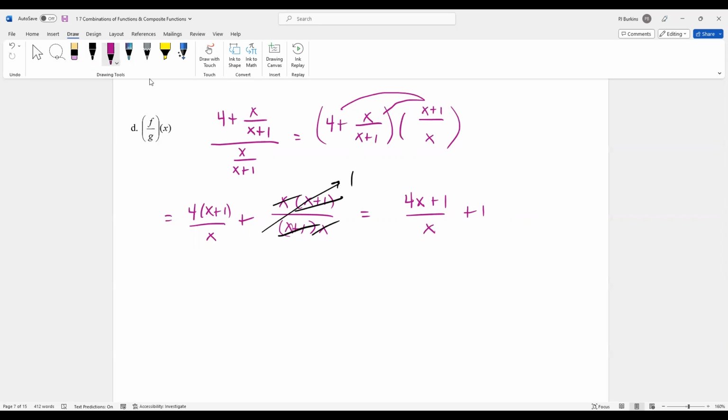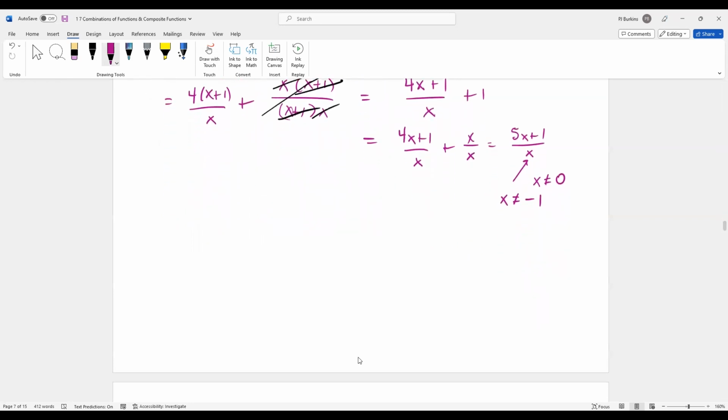So if you really wanted to put that together, or put it as one fraction, you could multiply 1 by x over x. And then that's going to give you 5x plus 1 all over x. So what am I not allowed to have there? Well, here, my denominator can't be 0, and so x cannot be 0. However, from the original functions, x is also not allowed to be -1. So I have to take all of that into consideration now when I'm writing my domain.